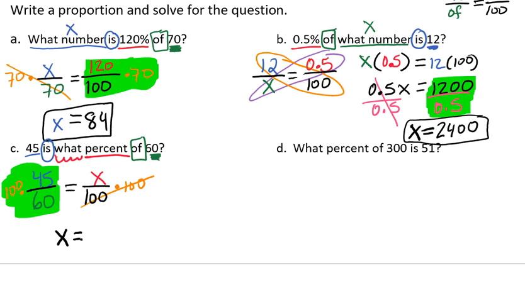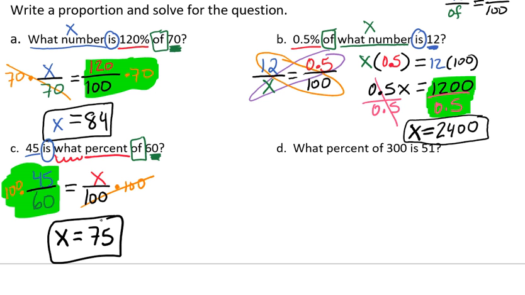So if I took 100 times 45 over 60 and plugged that into the calculator, I would get 75 for my answer. So let's look at our last example.